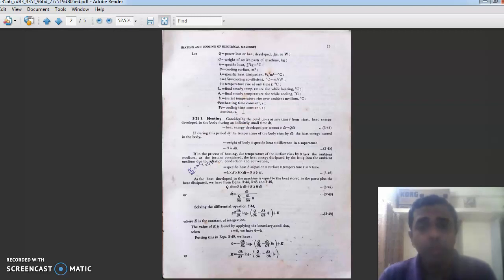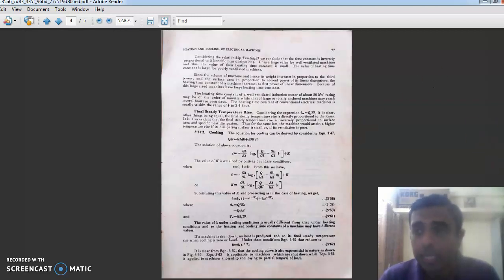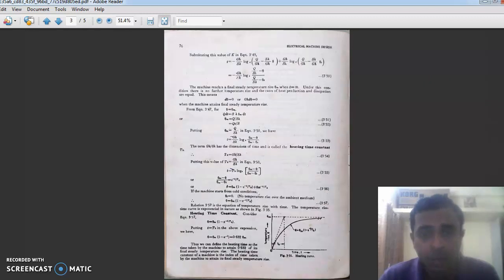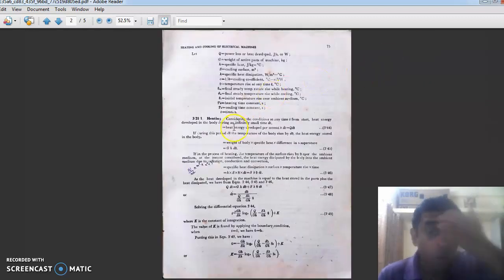Now we'll see the heating equation. First, the overall heat energy developed in a machine has two parts. One is the heat stored in the material, plus the heat dissipated. Two parts, heat stored plus heat dissipated. First we'll see the amount of heat stored.